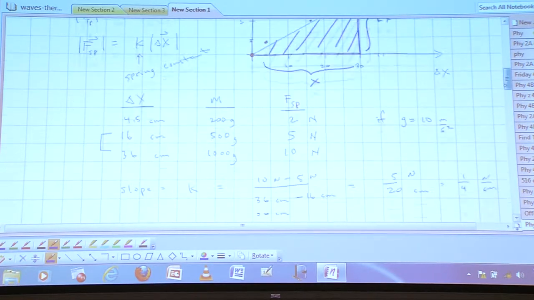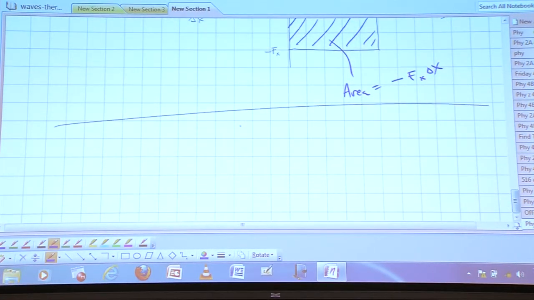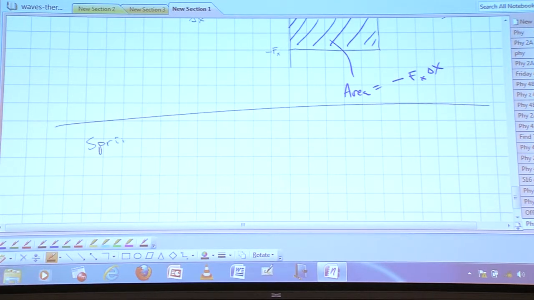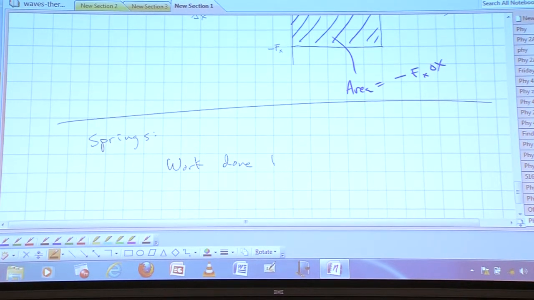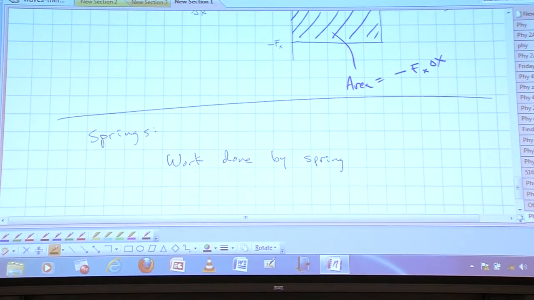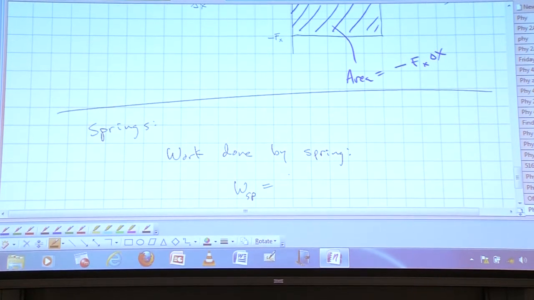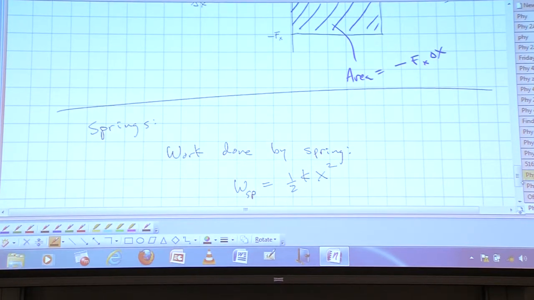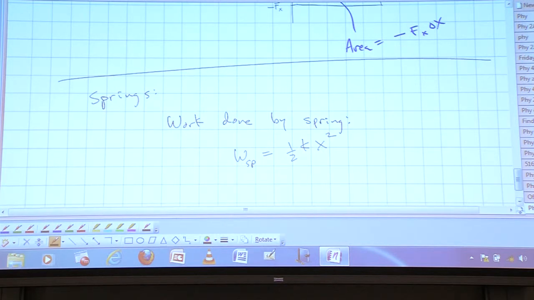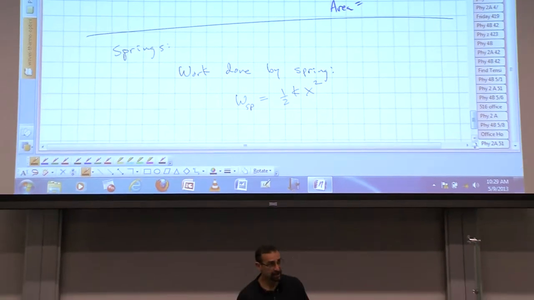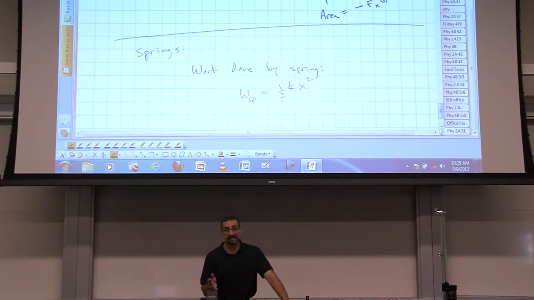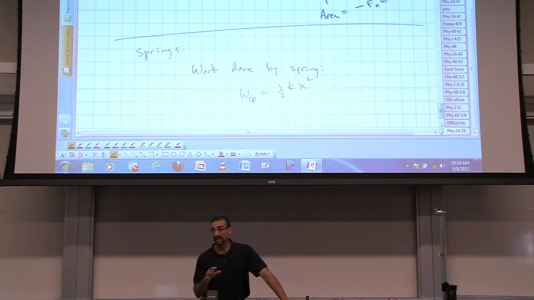So the work done by the spring, I'll come down here, is 1/2 k x squared. It's the area under the force versus displacement curve. And this is tricky. You have to be careful. It could be positive. It could be negative. It depends which way the force is being applied to the object. Let's do a couple of examples here.